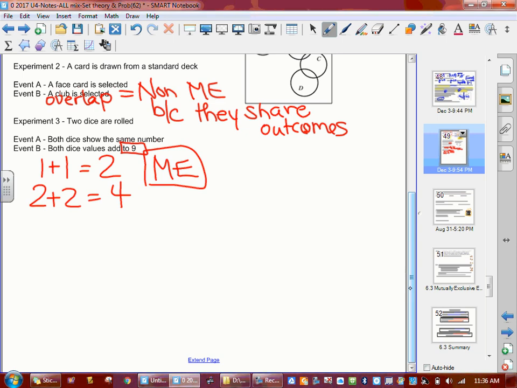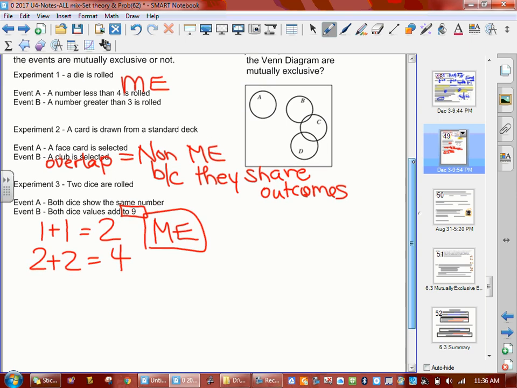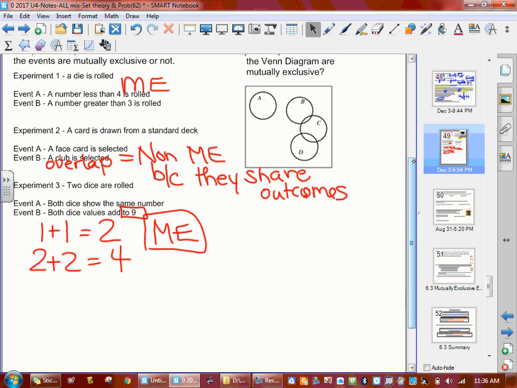They will always add up to an even number. Now we're going to look at the diagram with the circles, just to the right of that. We want to know which ones would be mutually exclusive. So in this diagram right here, which ones are mutually exclusive?